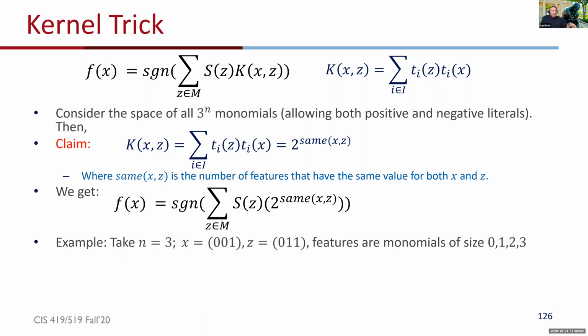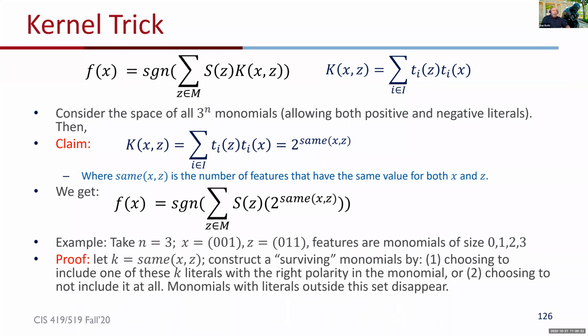Let's take the following example. Let's assume that n is 3. This is my x and this is my z. The features are monomials of size 0, which is a constant, 1, 2, and 3, which means I have 3 to the 3, 27 different features. But I don't need to compute it. I can just compute the same of x and z.